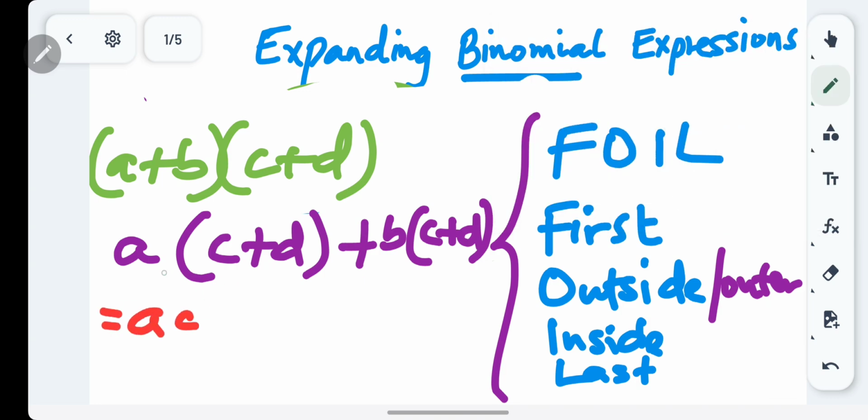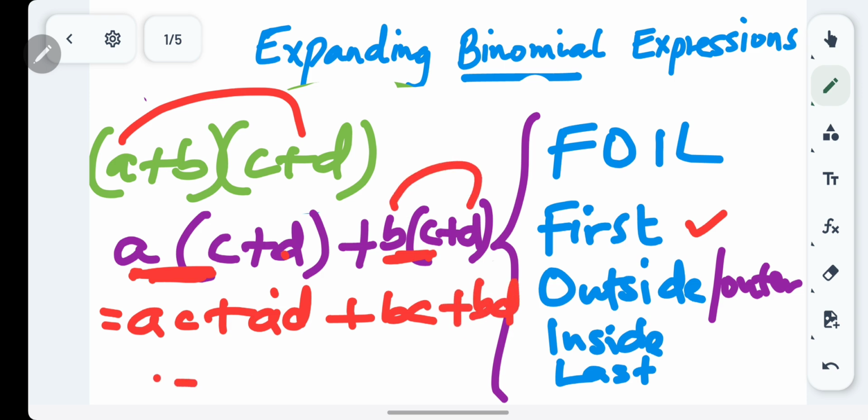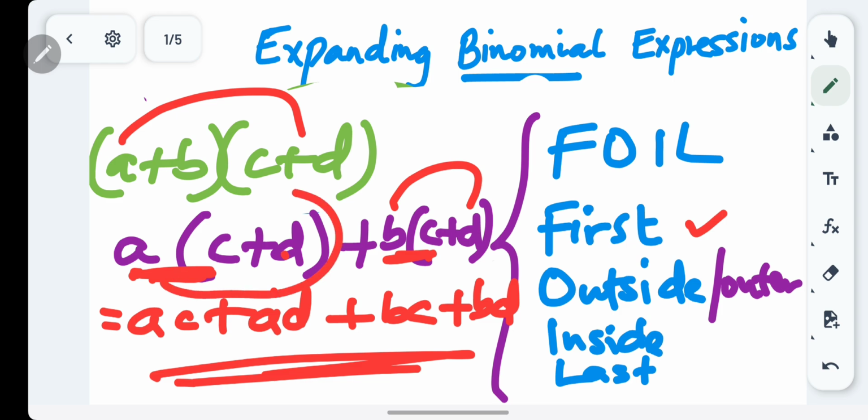A times C, AC. So the first numbers, you see that the first comes in. A and D, outside numbers, A times D, AD. Plus B and C, BC, plus B and D, BD. And this is the same answer as we got in the other method. So you can expand it like this, taking each term at a time and multiplying it out, or go by the FOIL method and you get it right. This is for only binomials.